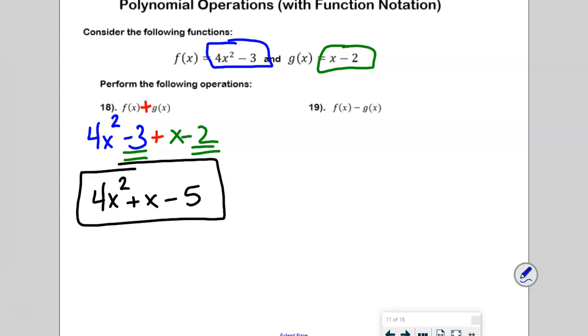This is the one I'm most worried about because we're going to be subtracting function g, and you have to remember to subtract the whole function. So f of x, nothing weird there.